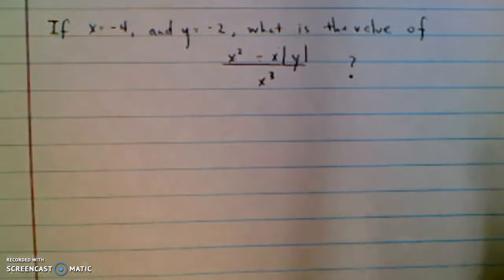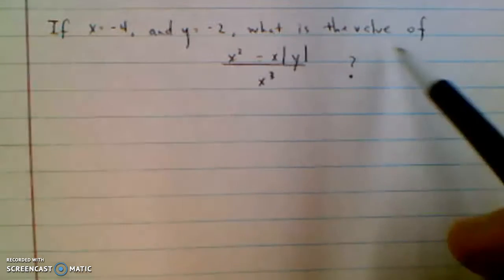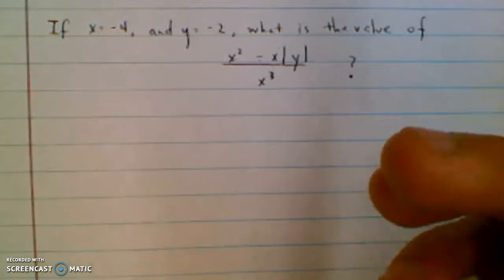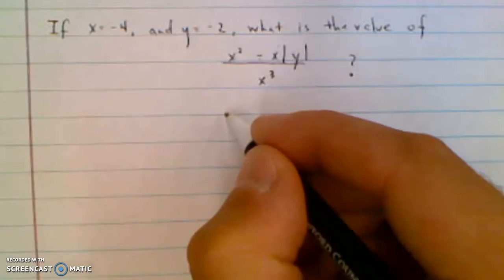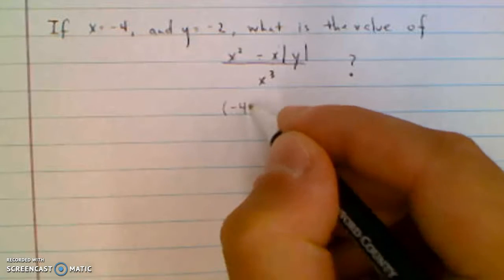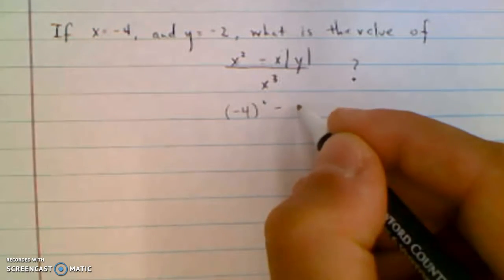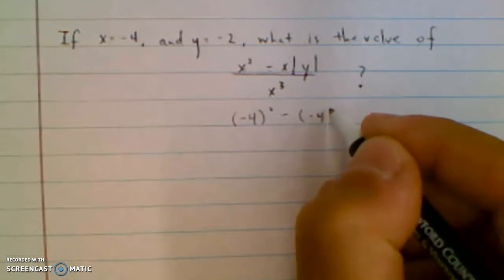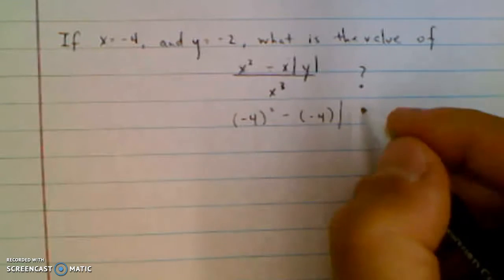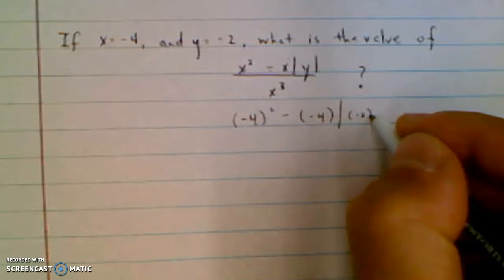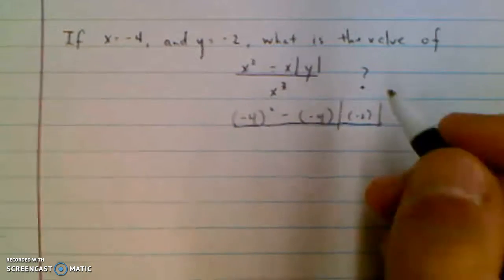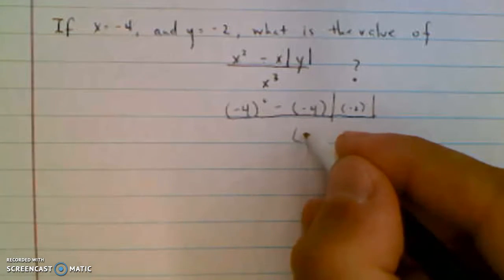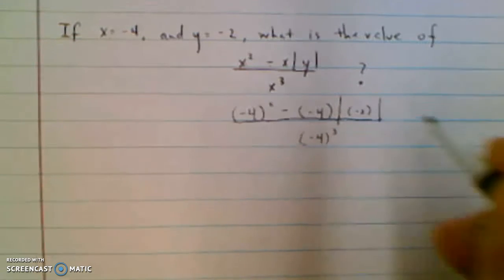So, same directions as previously. We're finding the value, we are evaluating. Substitute and then simplify. So x is -4. So -4 squared minus -4 times the absolute value of -2, all over -4 to the 3rd power.